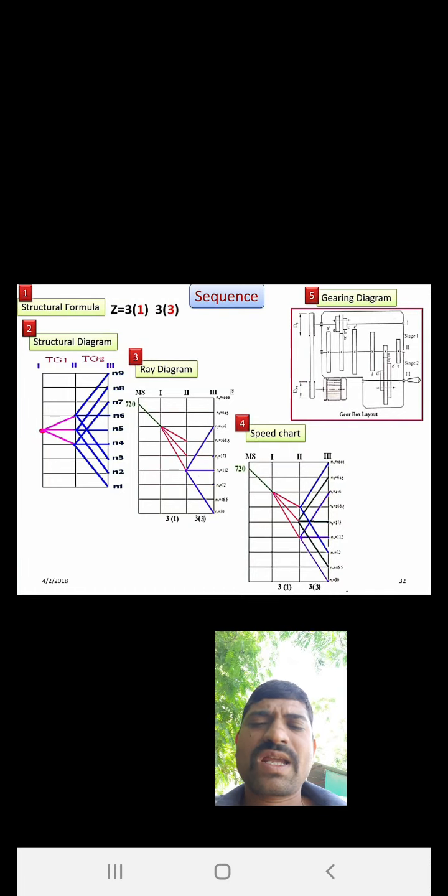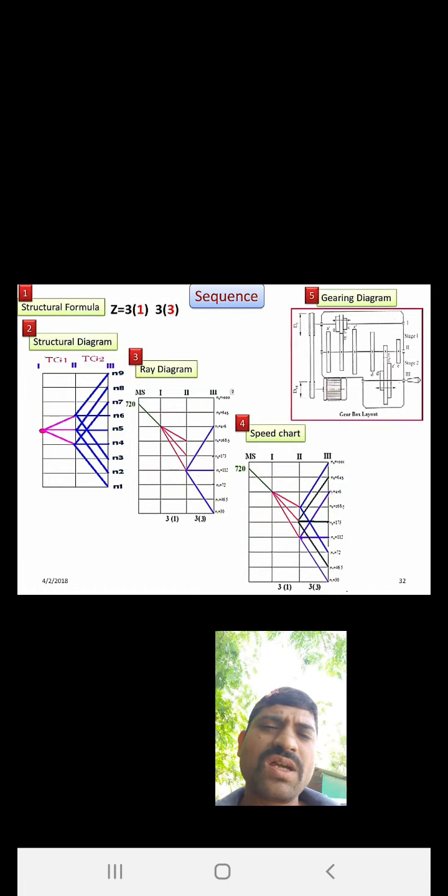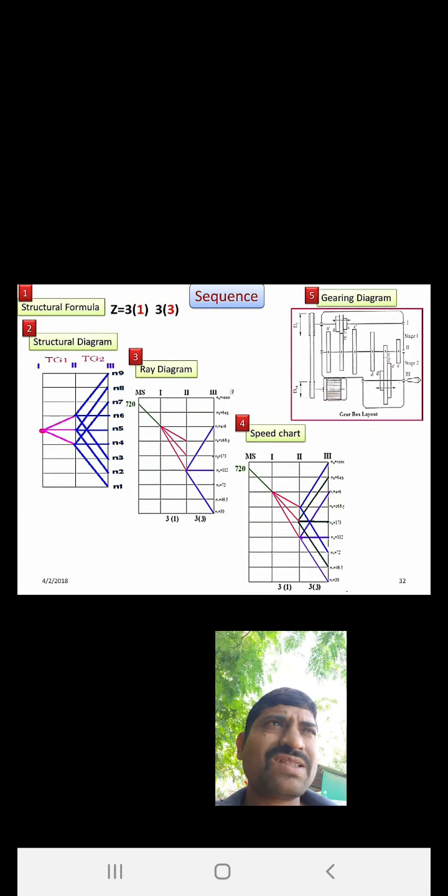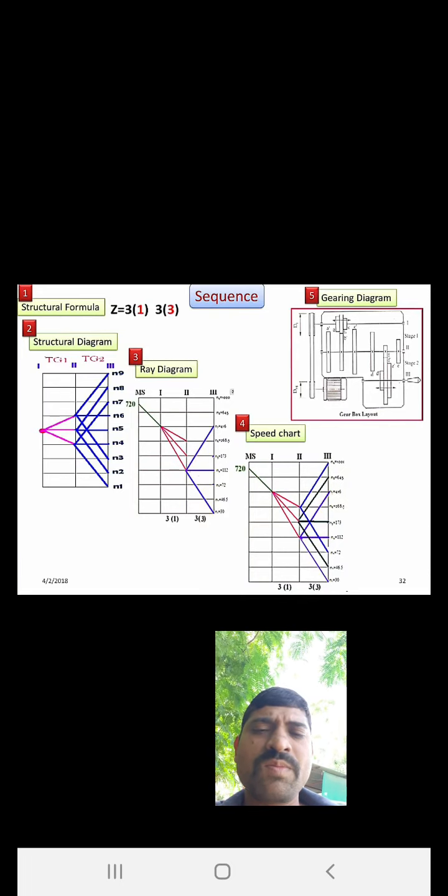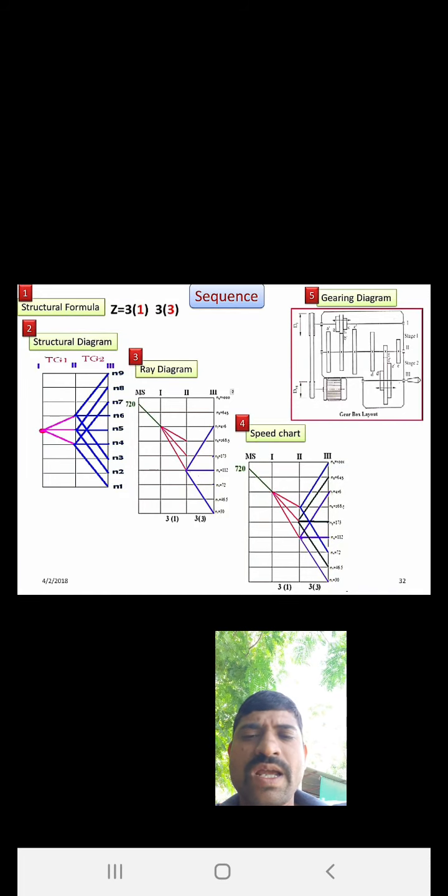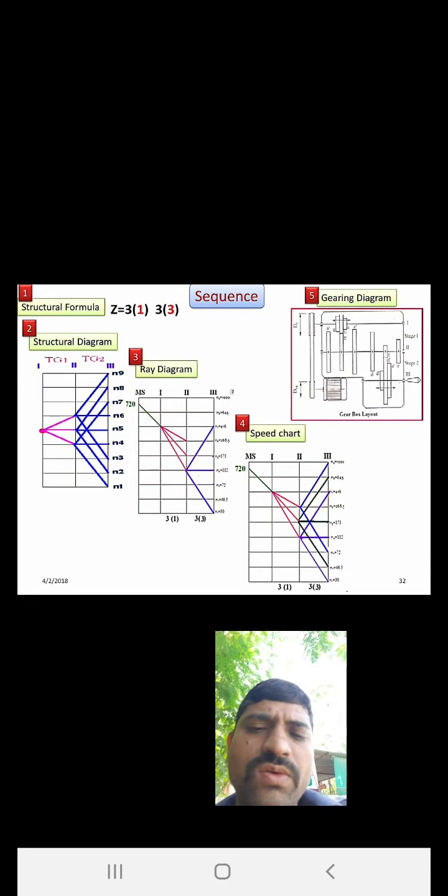This is the ray diagram. You should show only one line here. No need to show all the lines in the ray diagram. It means how to reduce the speed from the motor shaft to the input shaft, to the intermediate shaft, to the output shaft. How to achieve that minimum speed, we want to show in the ray diagram. That's it. Okay, all of you getting it? You should show only one line, don't show these other lines.